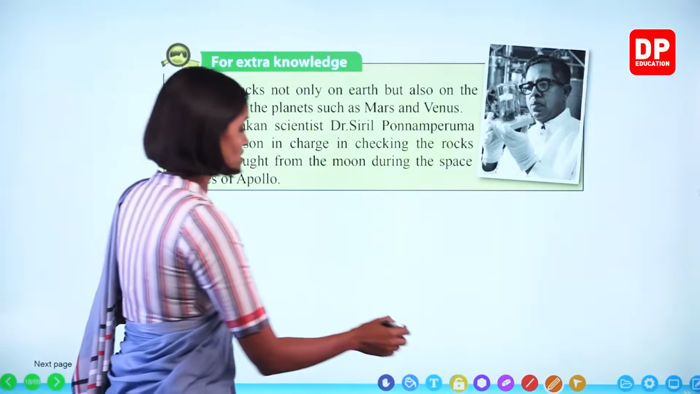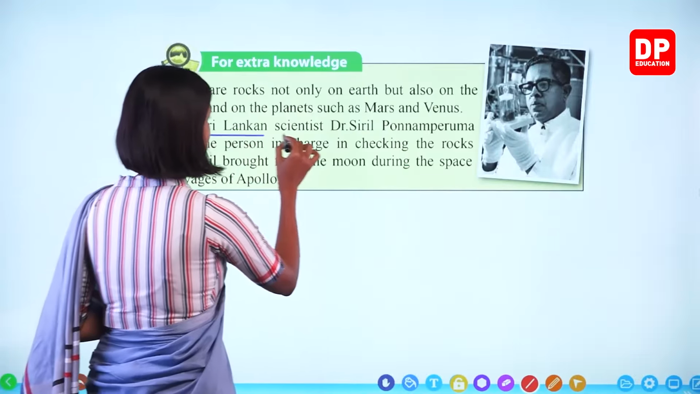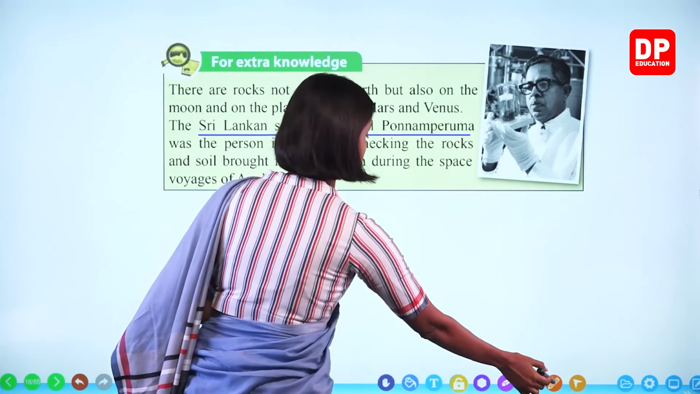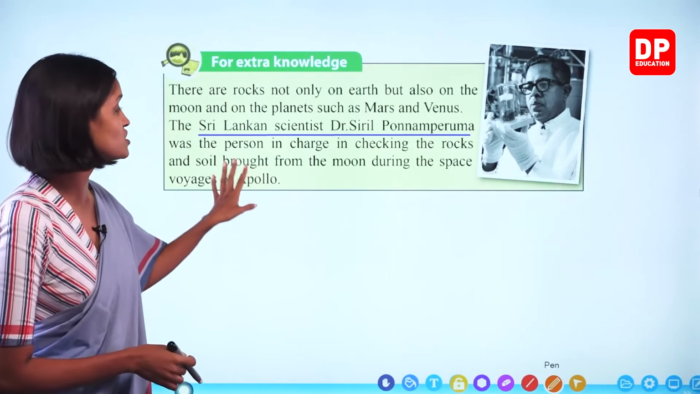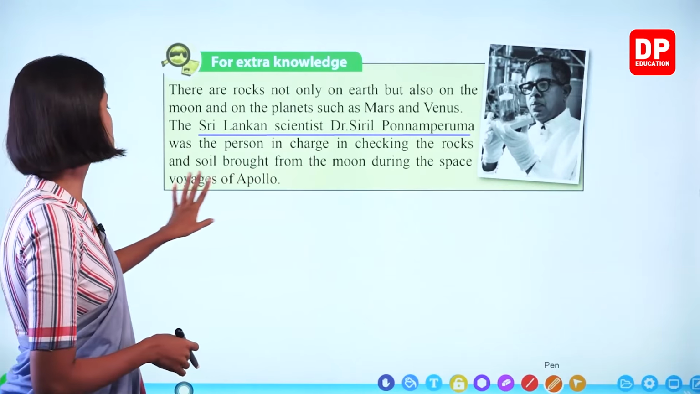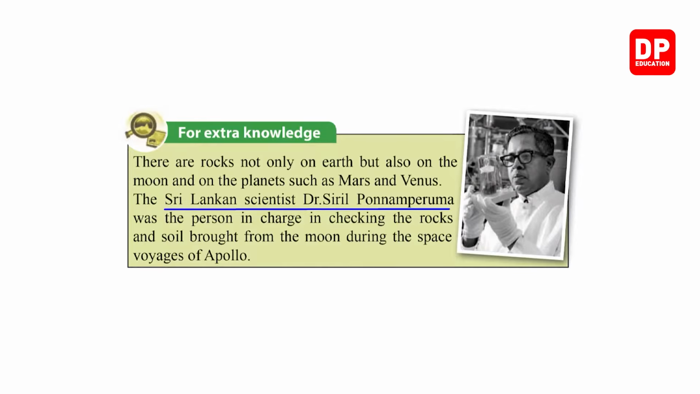Right? So Dr. Cyril Ponnamperuma, Sri Lankan scientist Dr. Cyril Ponnamperuma was the person in charge in checking the rocks and soil brought from the Moon during the space voyages of Apollo, right? This is Dr. Cyril Ponnamperuma. Okay, children, so as Sri Lankans, we can be proud of this.